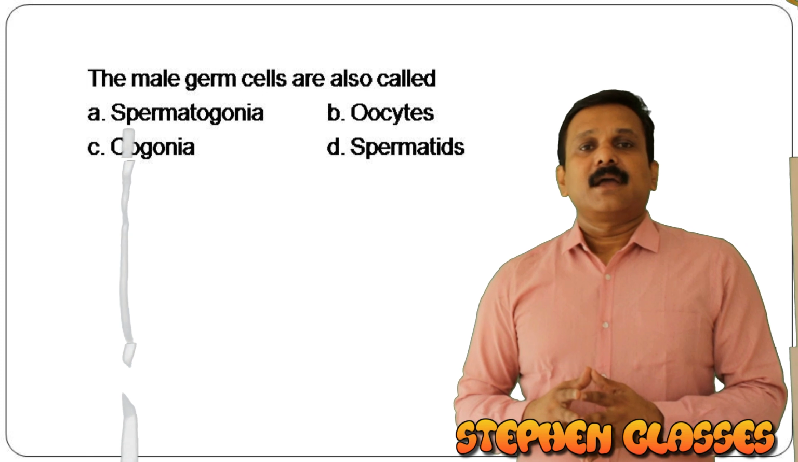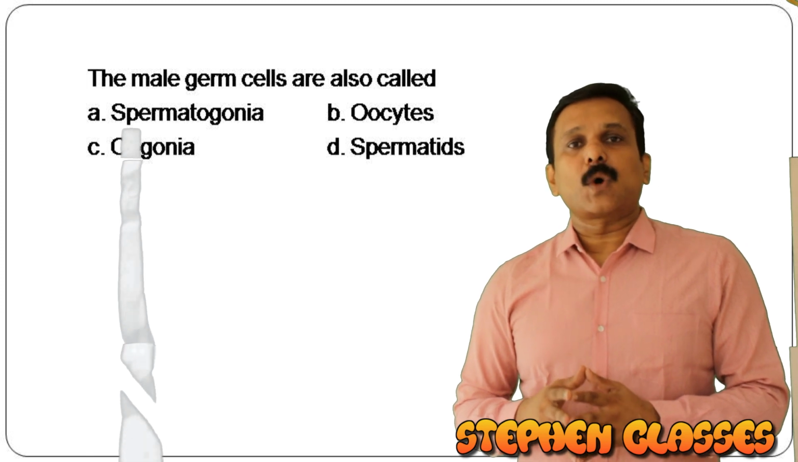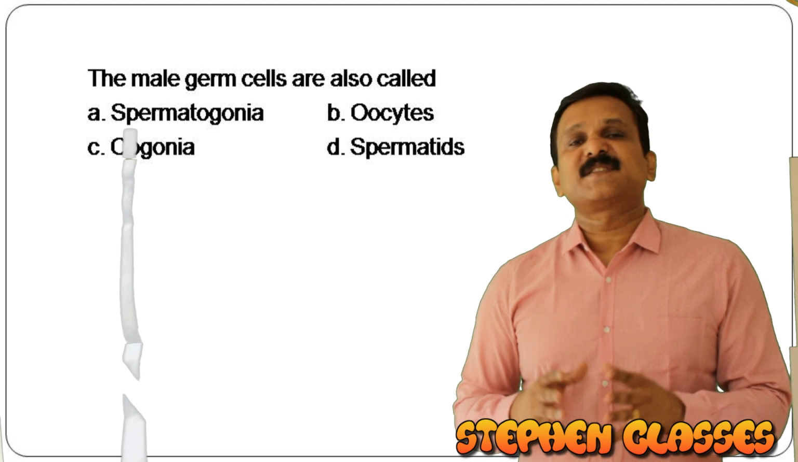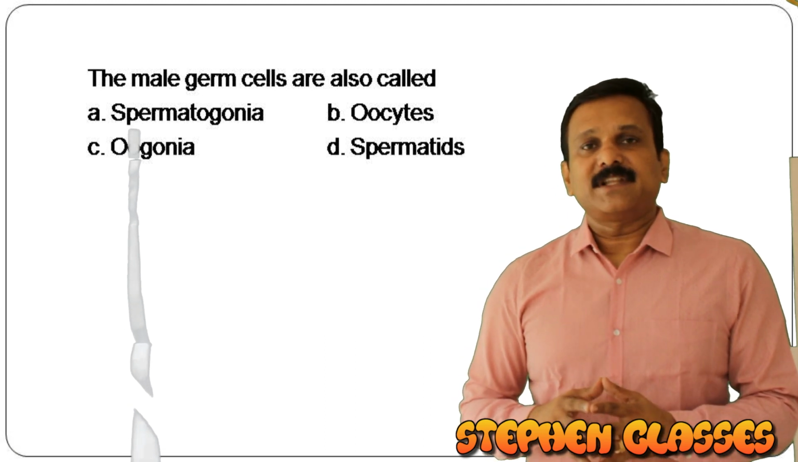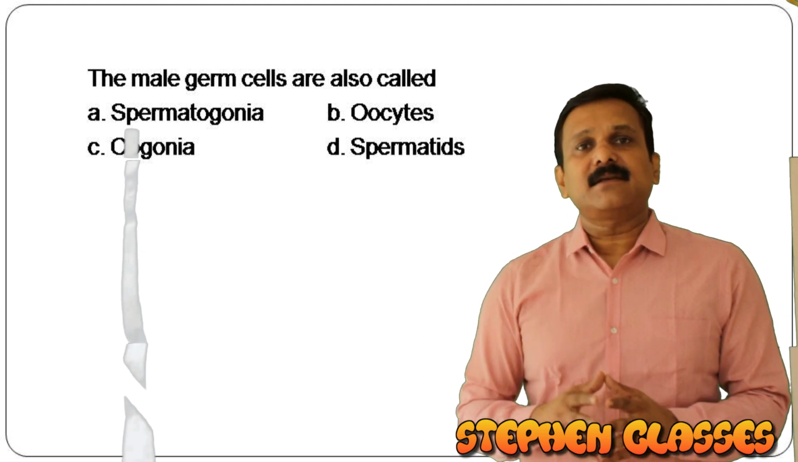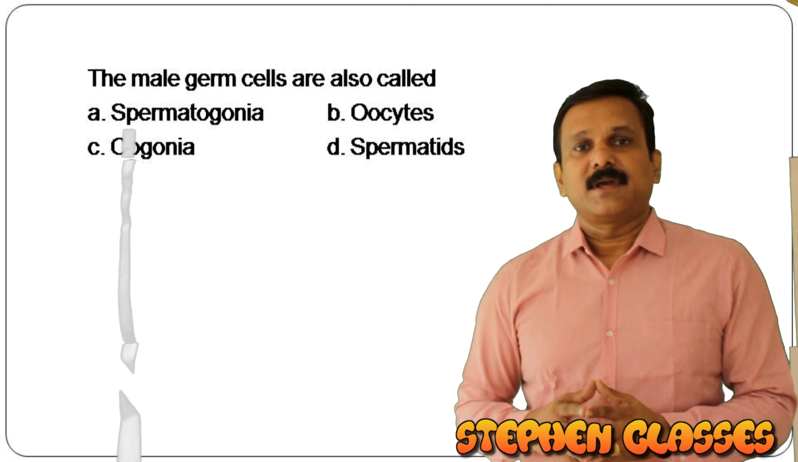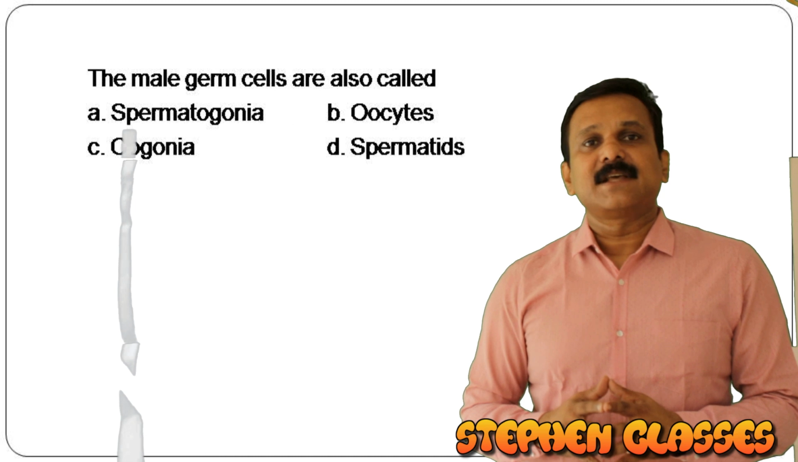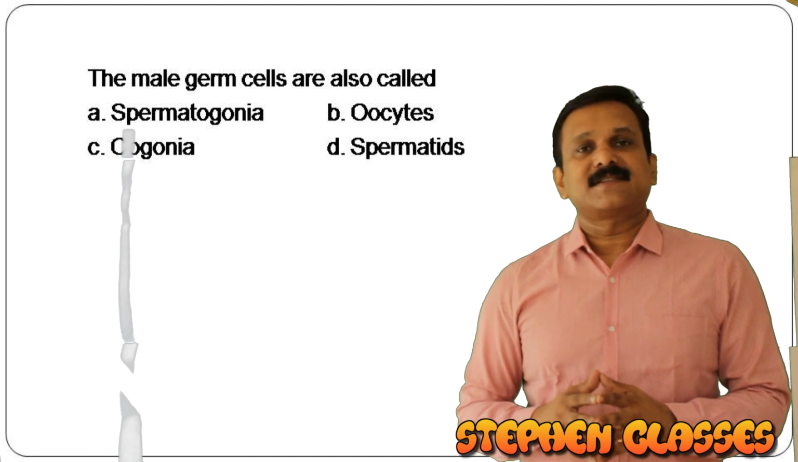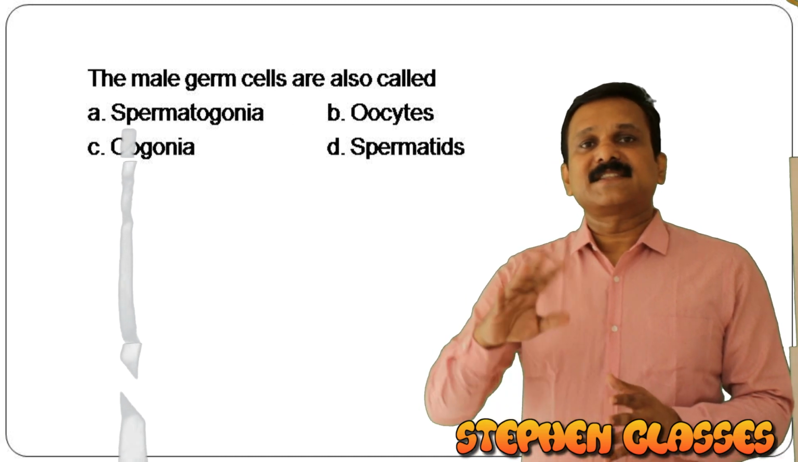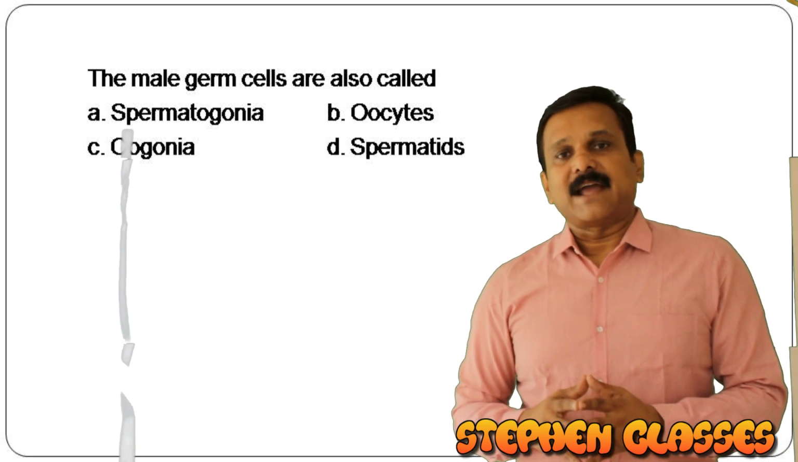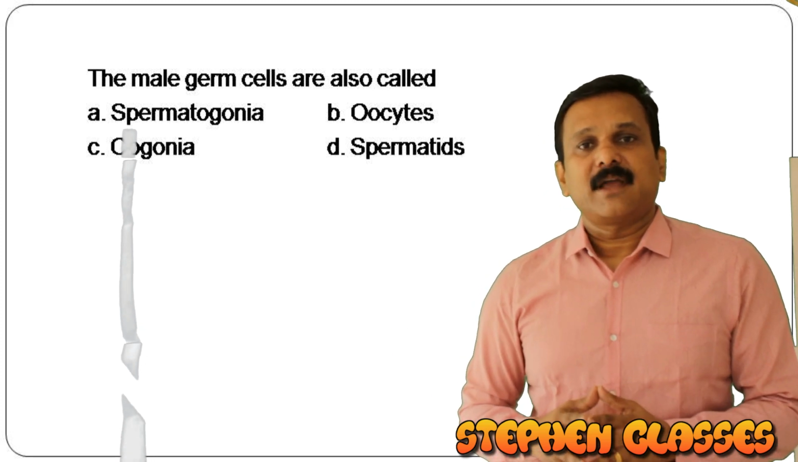Next question. The male germ cells are also called... Male germ cells are also called spermatogonia. You know, there are two types of cells lining the seminiferous tubule. Spermatogonia or the male germ cells, and also Sertoli cells. So these are the two cells lining the seminiferous tubule when you take a cross section. Right. So answer here will be option A.